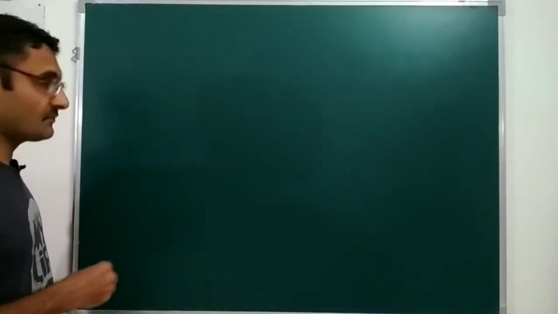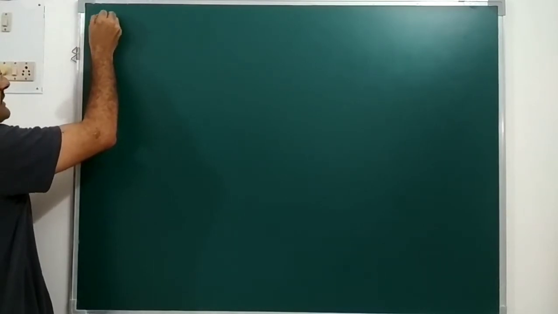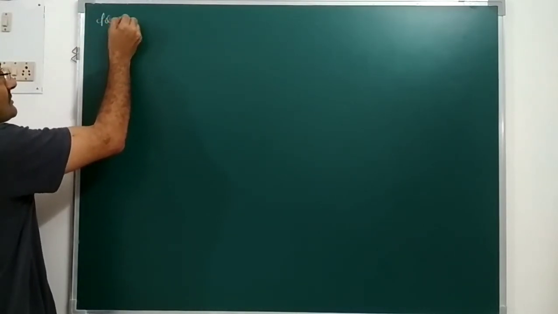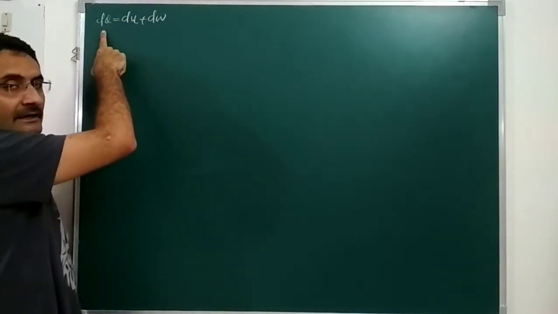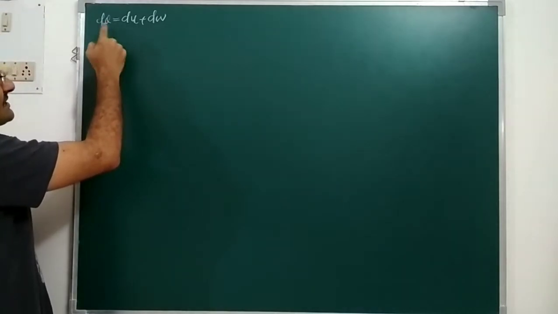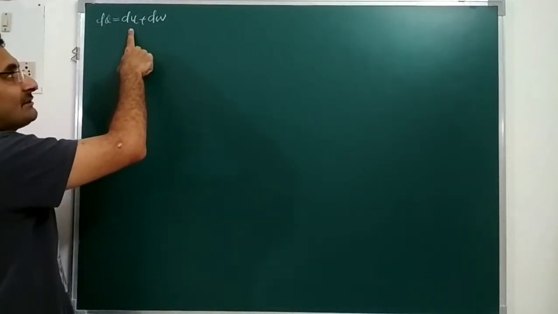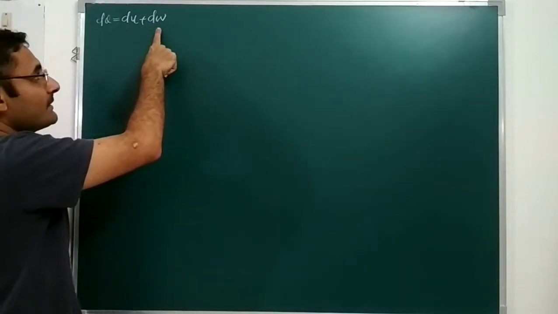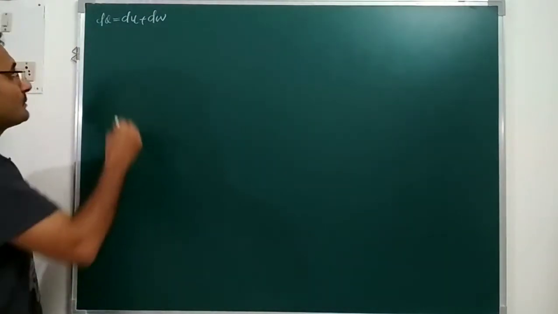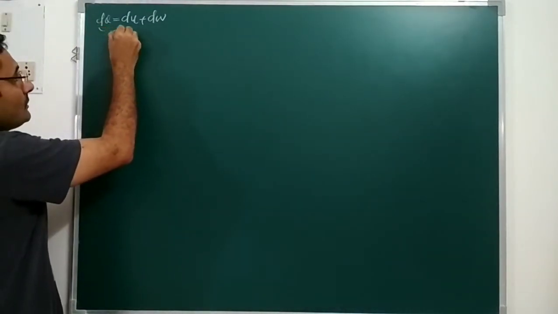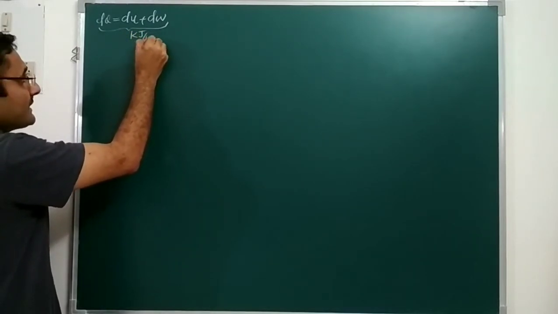So first equation, you are very much familiar with that, which is dQ equals dU plus dW, in which dQ means heat transfer, and its unit is kilojoule per kg. dU means change in internal energy, whose unit is also kilojoule per kg, and dW means work done, or you can say work transfer, whose unit is also kilojoule per kg. So that whole term has a single unit, which is kilojoule per kg.